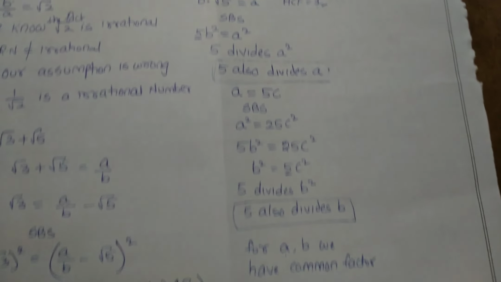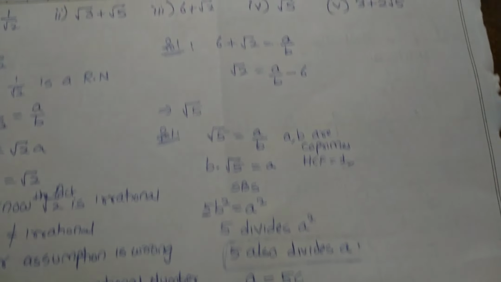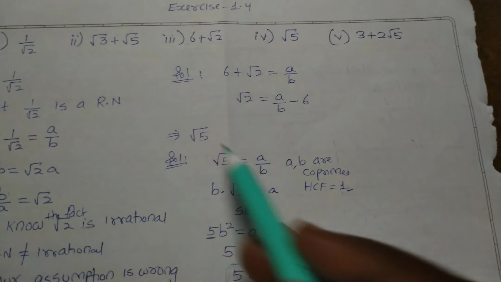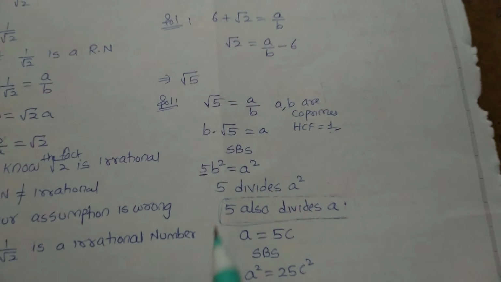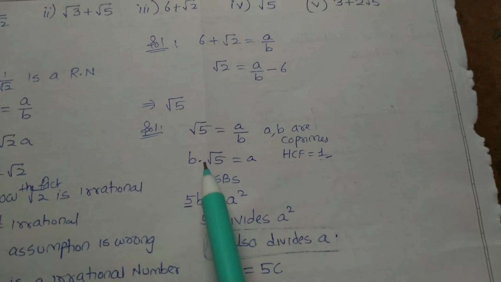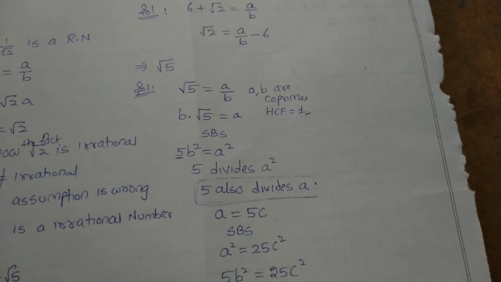This is the process you have to do. If they give only a single statement, that means a single number, this is the process you have to follow for every question. If they ask for root 2, if they ask for root 3, the same process you have to follow. This is how you have to follow.